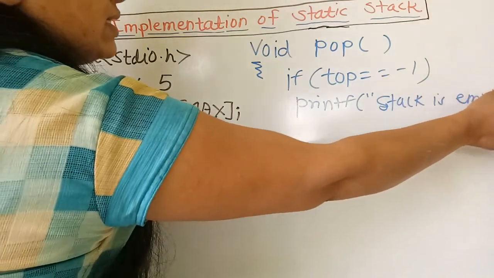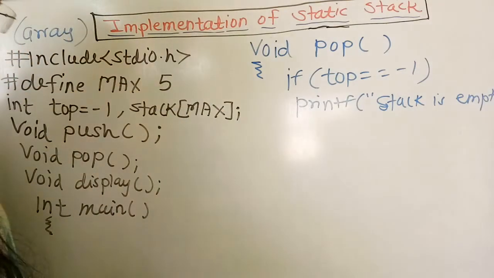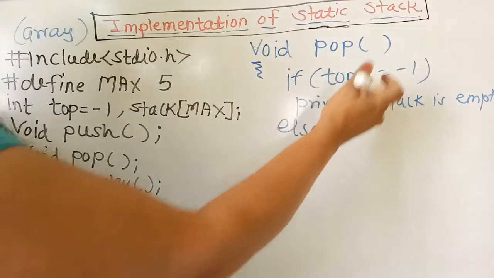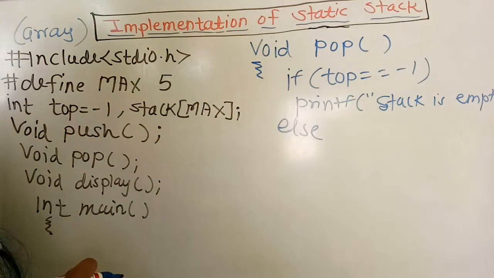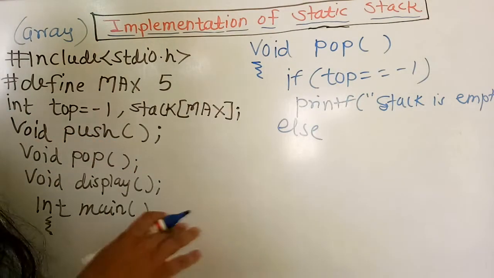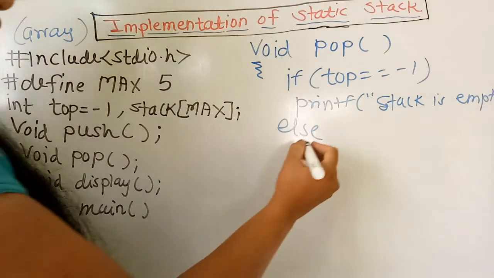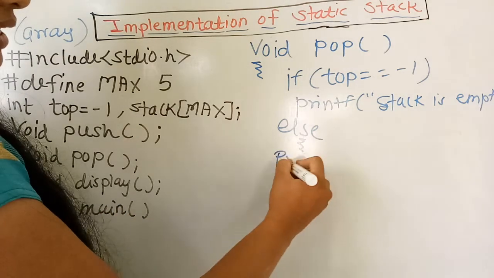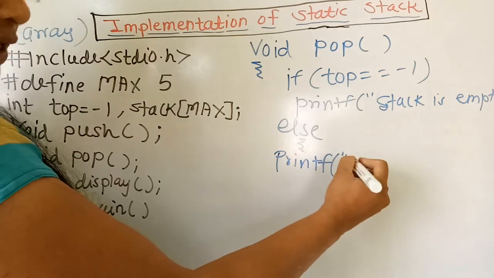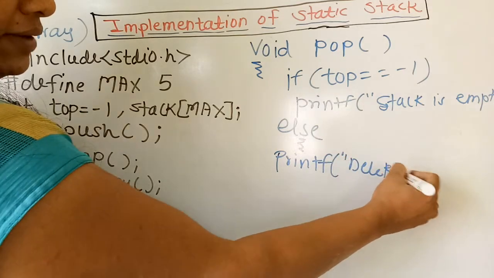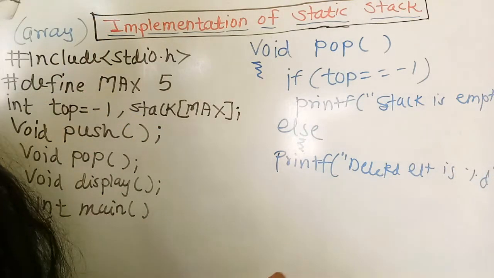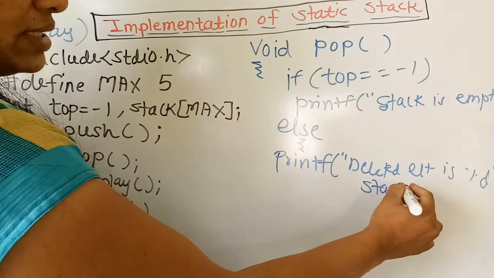Now else, if top is not pointing to -1, meaning it is pointing to the middle or at the MAX -1 position, then in such a case we can delete the elements from the stack, and that is how we can directly perform the operation like printf "deleted element is %d", and we can simply print this element, that is the stack of top.